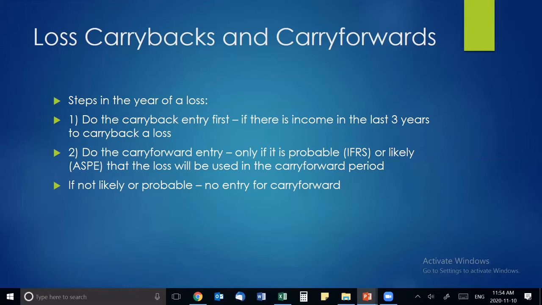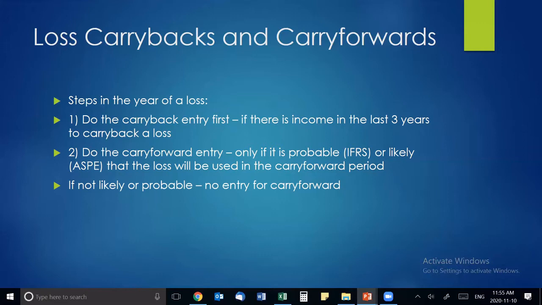But you can only do it if it's probable or likely that the loss will be used in the carry forward period. Okay? So if you have a huge loss and you don't think you'll be able to use that loss in the next 20 years, then you actually can't record it according to IFRS and ASPE. You would have to just not do the carry forward entry, but you can still use the loss going forward. If it's not likely or probable, like I said, there would be no entry for carry forward. You would just do the carry back entry first.